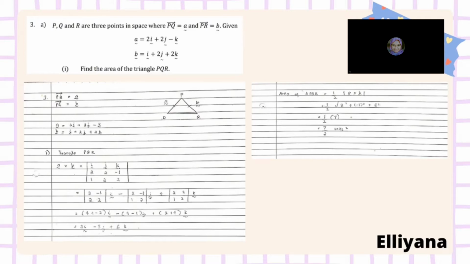Jadi daripada soalan ni kita darablah, seperti yang ditunjuk dalam slide ni. Dia darab begitu, lepas tu dapatlah 2I tolak 3J tambah 6K. Lepas tu sudah darab vektor A dan vektor B, kita akan cari area of triangle PQR. Dia punya formula 1/2 darab magnitude A darab B. Magnitude kan? Okey, jadi lepas tu kita darab dia macam biasa.